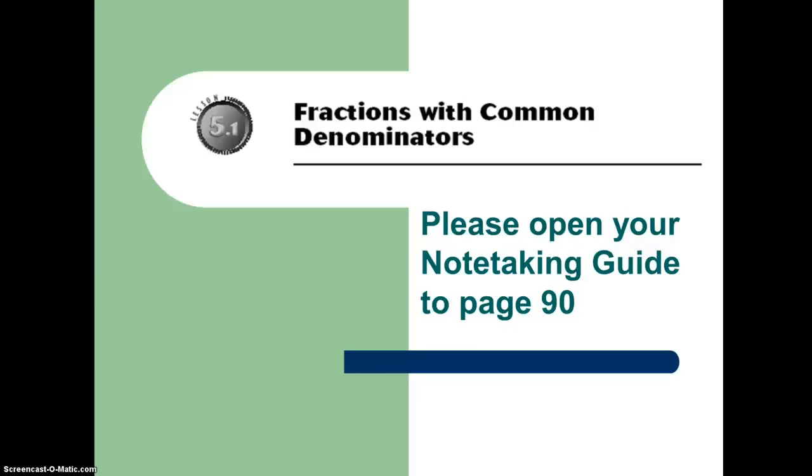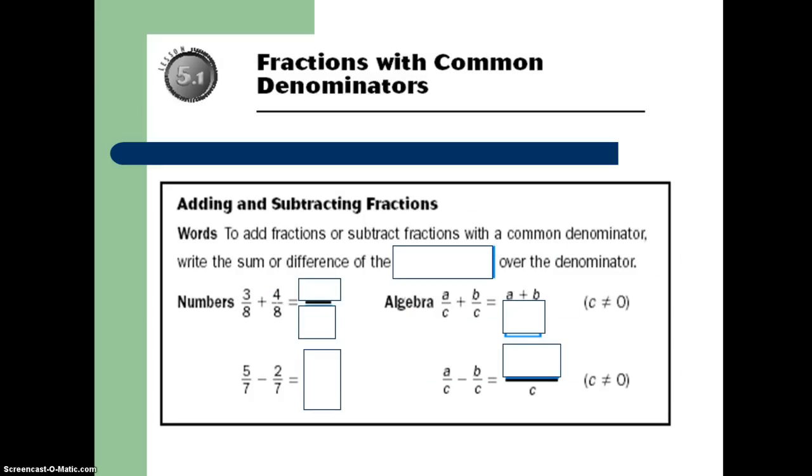Lesson 5.1, Fractions with Common Denominators. To add or subtract fractions with a common denominator, write the sum or difference of the numerators over the denominator. For example, 3 plus 4 is 7. Keep the denominator of 8.